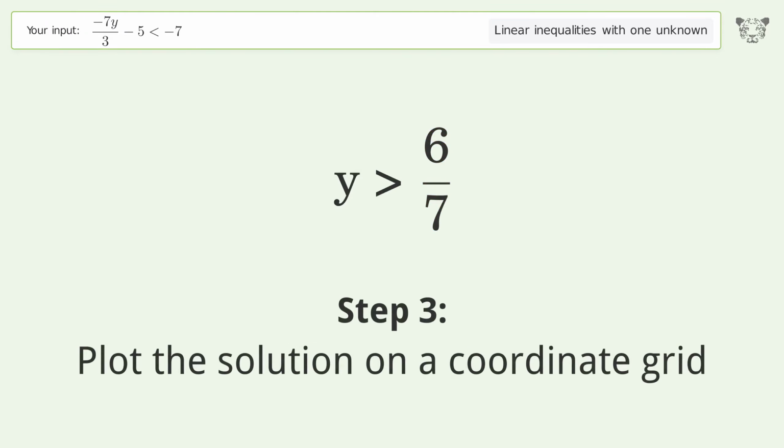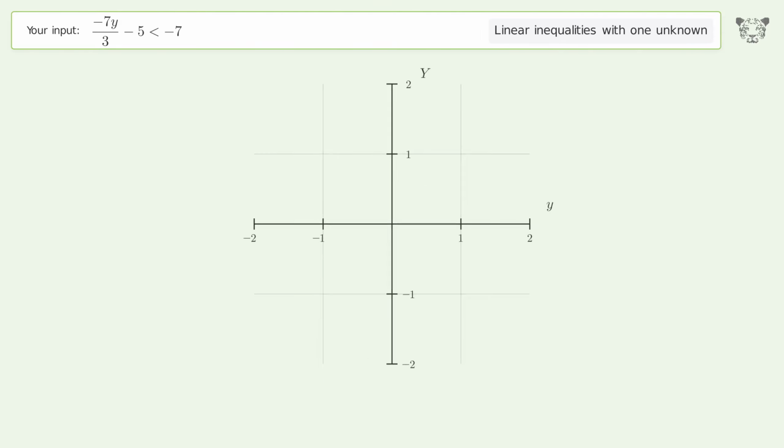Plot the solution on a coordinate grid. And so the final result is y greater than 6/7.